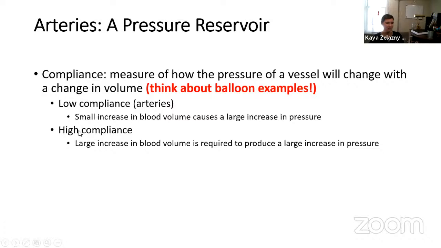Something that has high compliance can change a lot in terms of volume without very much change in pressure. So you need a lot of volume in order to create the same amount of pressure that you would have in something with low compliance.